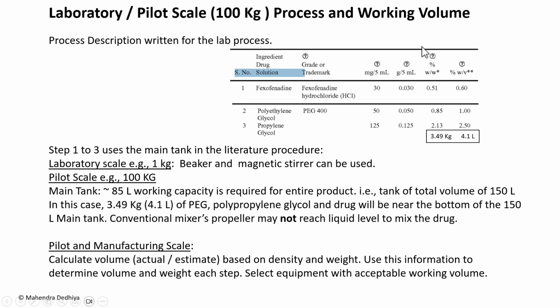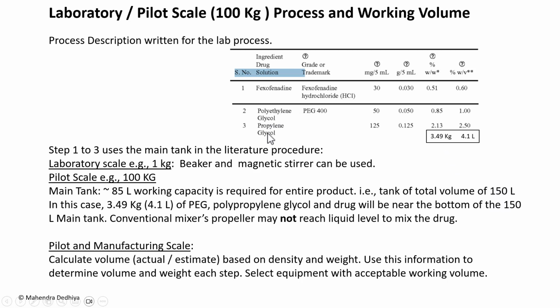The main tank for making a pilot batch of 100 kilos will require 85 liter working capacity. That means a total tank volume of about 150 liter would be acceptable, as it would fit between 40% and 70%. In this case, it is 56%. We take a 150 liter tank.